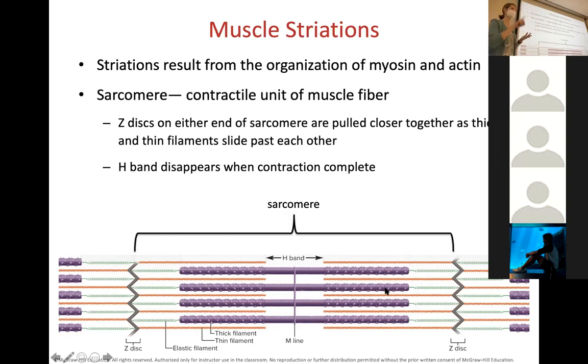Okay, so Z discs and H band and sarcomere, those are all terms you want to know and be able to identify.